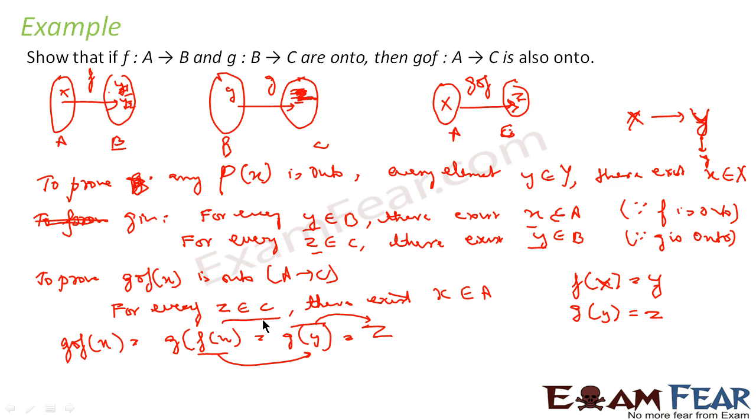So we are supposed to prove that for every z that is a member of C, because this function is from A to C, for every z that is a member of C, there exists x that is a member of A, and thus g of f is also an onto function.